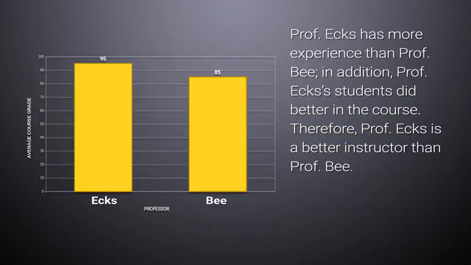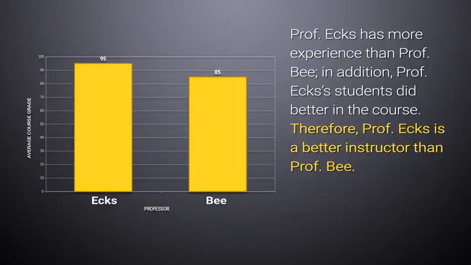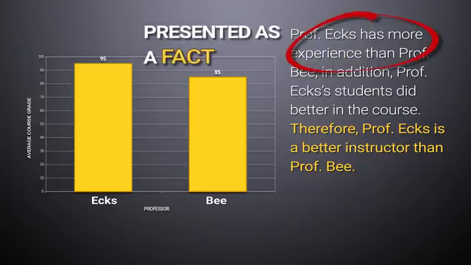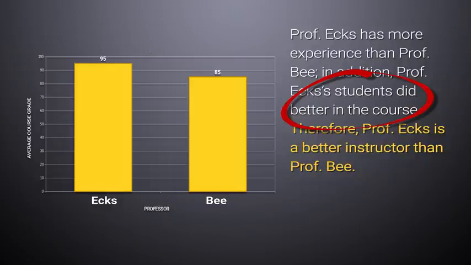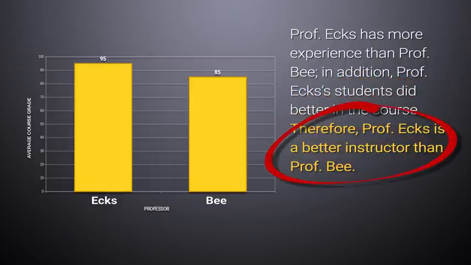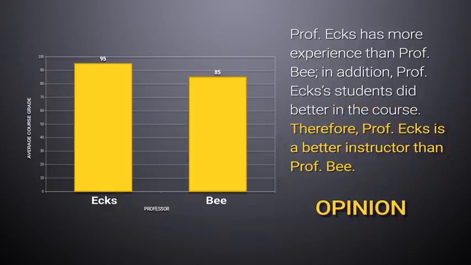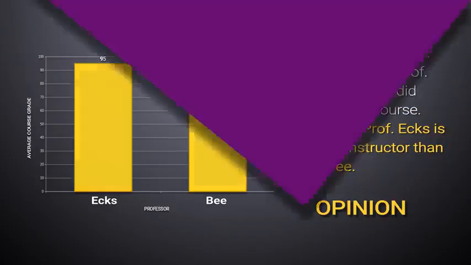Professor X has more experience than Professor B. In addition, Professor X's students did better in a course. Therefore, Professor X is a better instructor than Professor B. Now, this is presented as a fact. I trust it's true, but I can also verify it by looking at the instructor's professional records. We also have a fact here. His students did do better. We can see that in the graph. But this conclusion that he's a better instructor is still an opinion. It's a little stronger now because it's based on two pieces of evidence, but it's still an opinion.